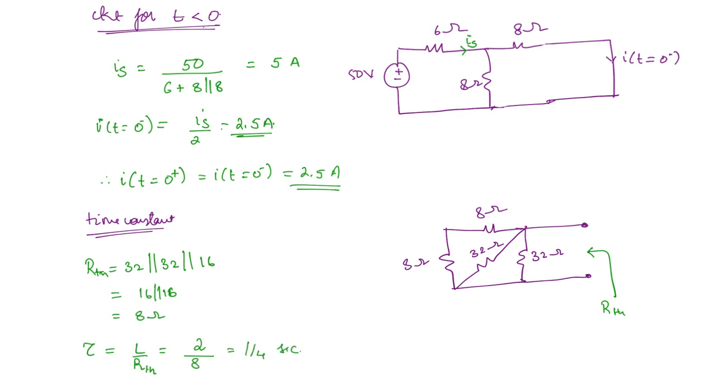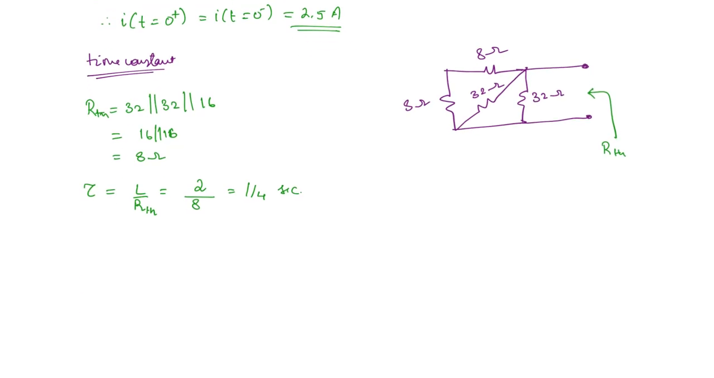Okay, so now what will be the final expression? Therefore, I of t for t greater than 0 is I of t0, that is the initial current, 2.5, into e to the power minus t by tau. So e to the power minus 4t you will get.